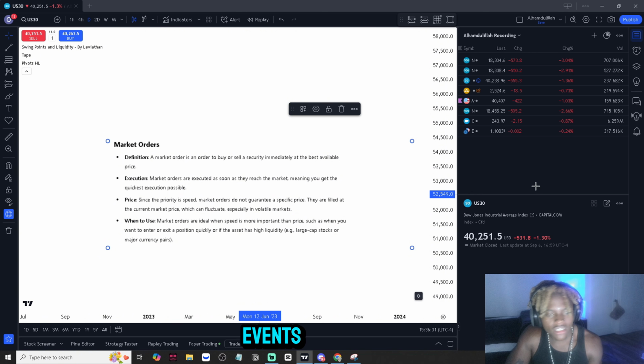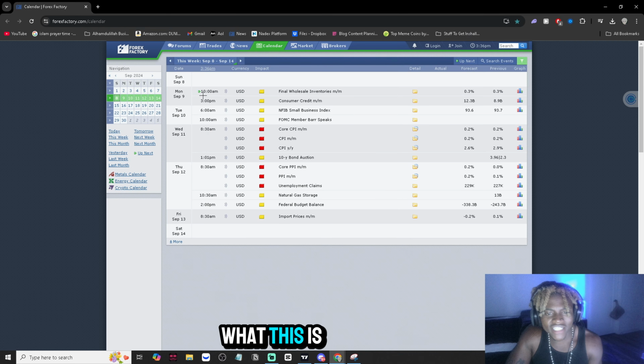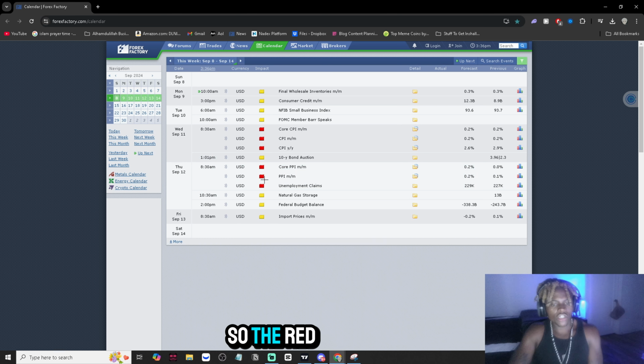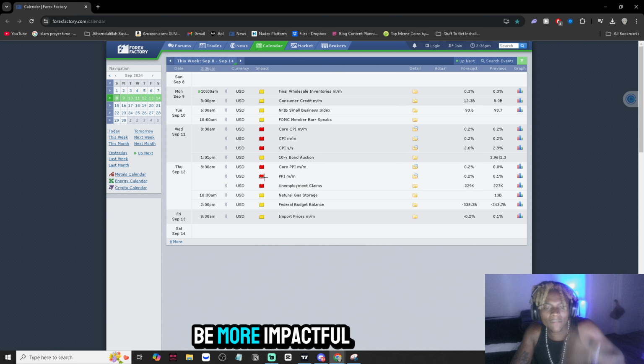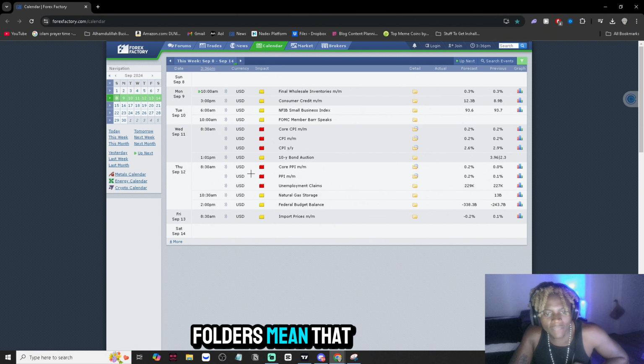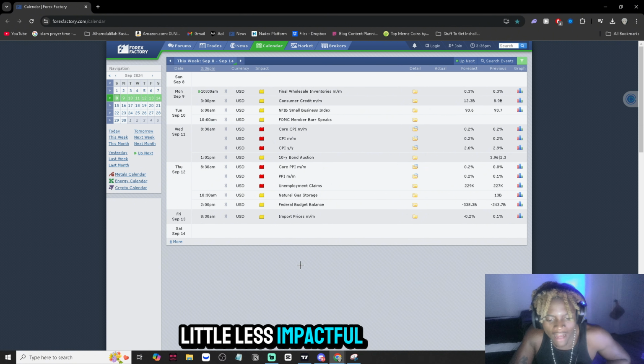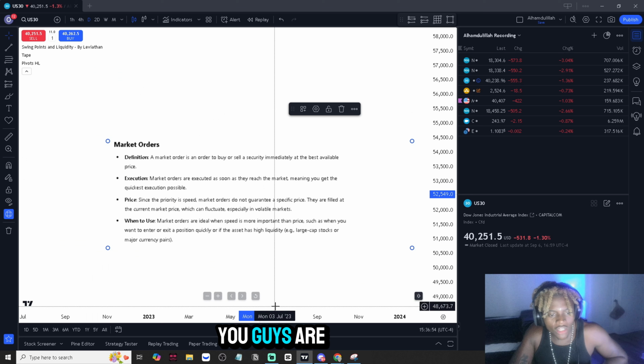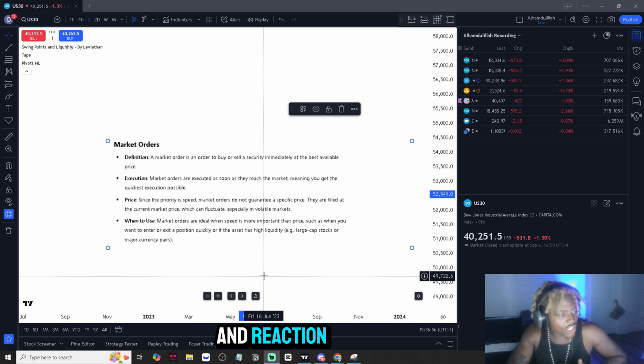One thing you might want to take into account too is the big news events on Forex Factory. Let me pull up Forex Factory for you. If you don't know what this is, it's forexfactory.com. You'll be able to see the news times with different folders. The red folders mean the news is going to be more impactful, and the yellow folders mean the news is going to be a little less impactful. But when the news comes out, you're going to see a very quick wick in reaction in price action. And when you enter a market order when news comes out, you're definitely not going to get the entry that you ideally would want.